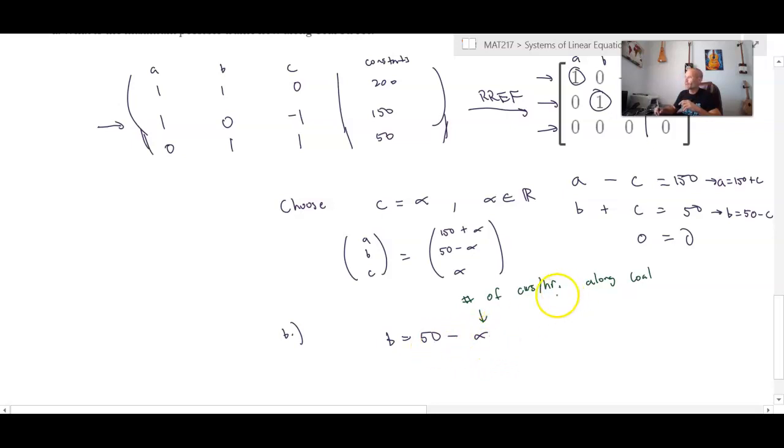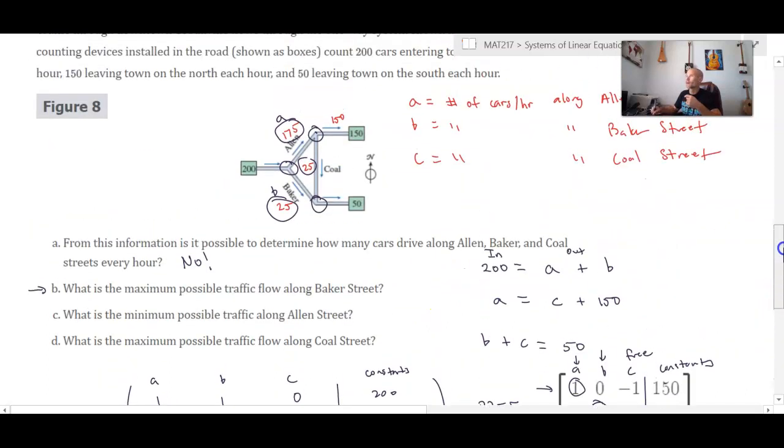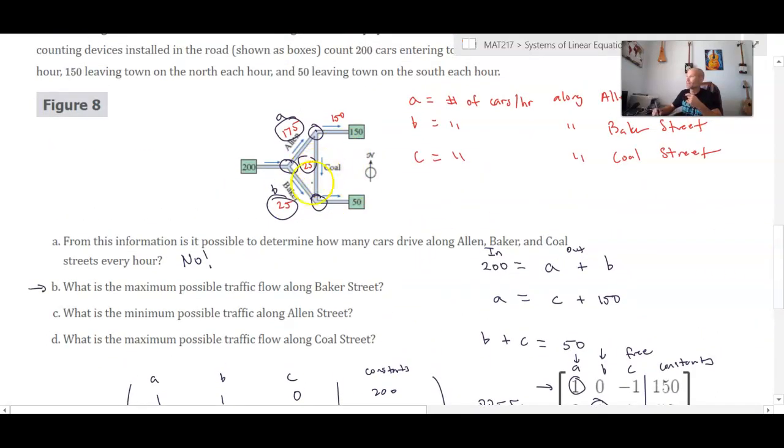So as we get some positive number of cars per hour going down Cole, that means the number going down Baker Street is going to be smaller, because keep in mind that B plus C has to equal 50. So as Cole goes up, Baker is only going to go down. But the largest possible traffic flow along Baker Street can't be bigger than 50, because 50 is the number of cars exiting that intersection. So if there were, say, 60 cars down Baker Street, that would mean there would have to be negative 10 cars down Cole in order for 50 cars to exit that network.